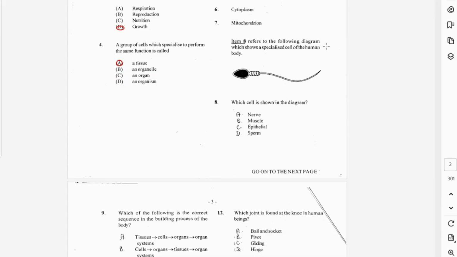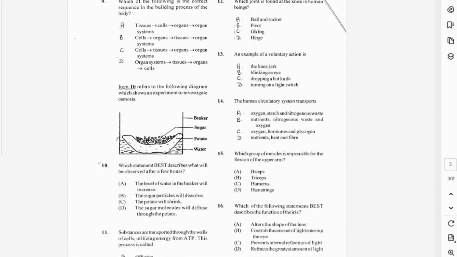Item 8 refers to the following diagram, which shows a specialized cell of the human body. So which cell is shown in the diagram? The answer would be D. This is a sperm cell. So far, nothing too hard.